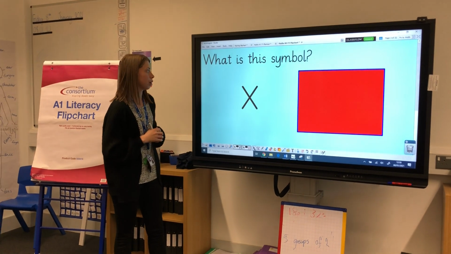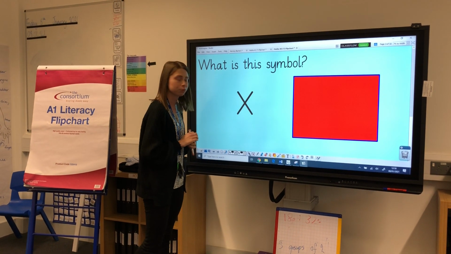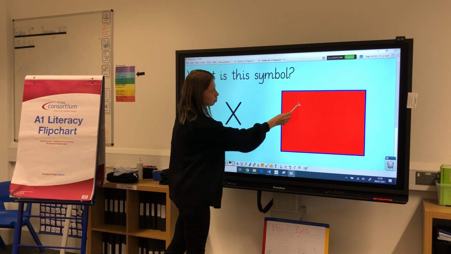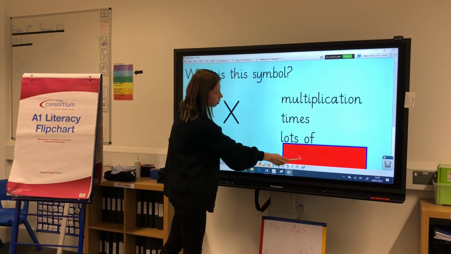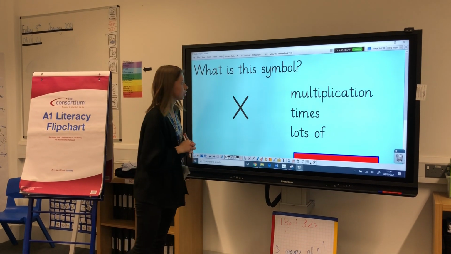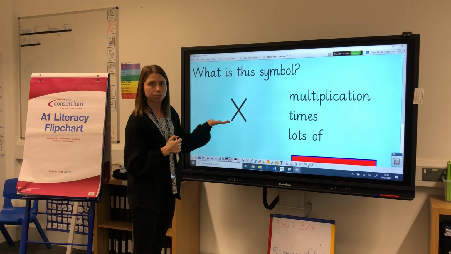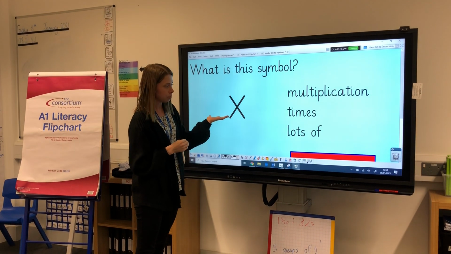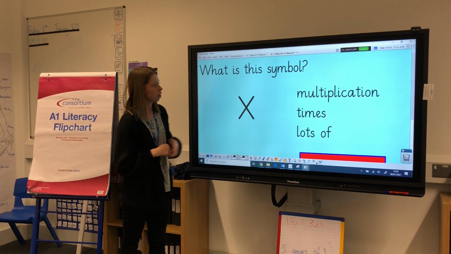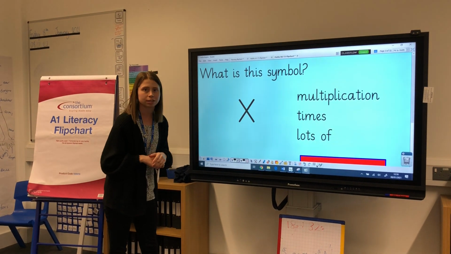Right, let's go on to our new symbol for today. This might be new to some of you. Some of you may have seen it before. Now, here it is, and underneath my square, I've got some different words. They all mean the same thing, they're just different words. So we've got the multiplication symbol, and we can also say times, and some people might say lots of as well. We're going to use lots of, times, and multiplication today.